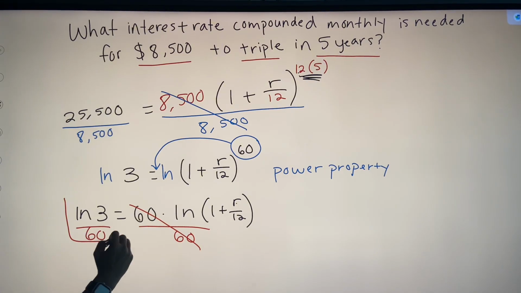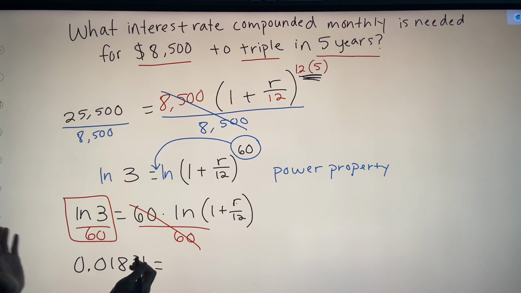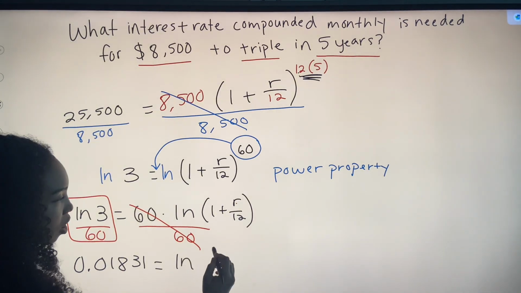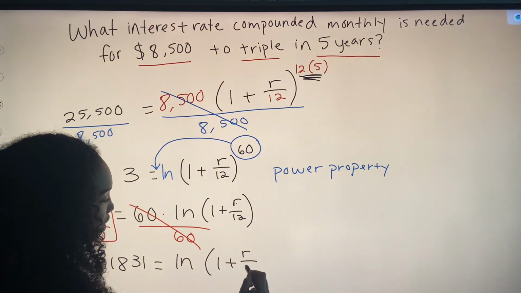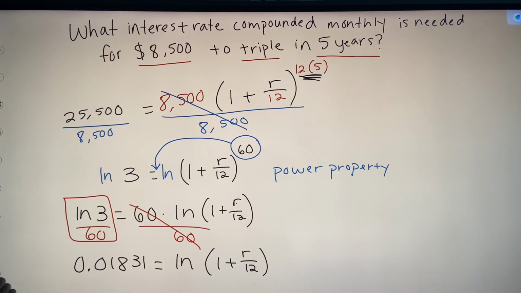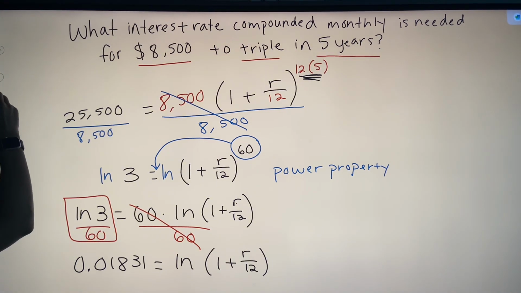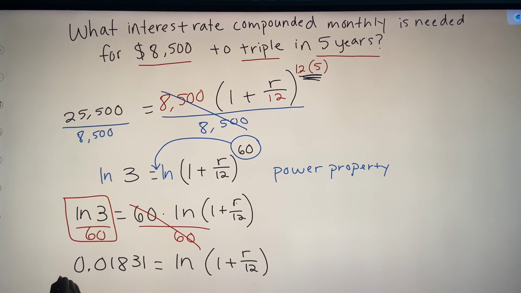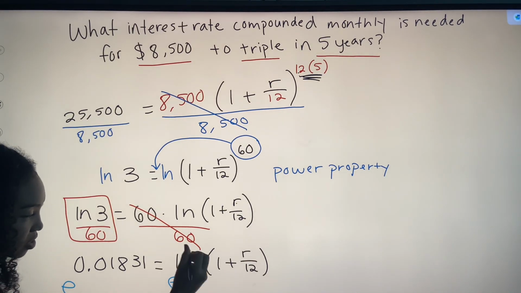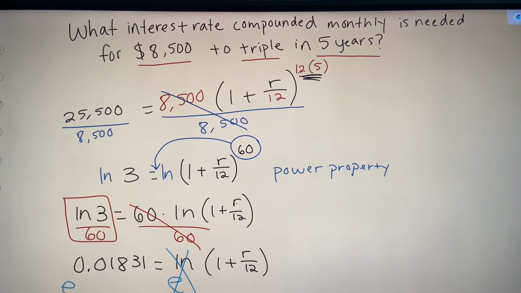Can you type this into the calculator and let me know what you get? Great, so we got this, and then we have natural log of 1 plus r divided by 12. Does anyone remember how to get rid of an ln? The e. The e, thank you. So guys, that's what we're gonna do to both sides. Do e to the power of this, e to the power of this, so that those cancel out.